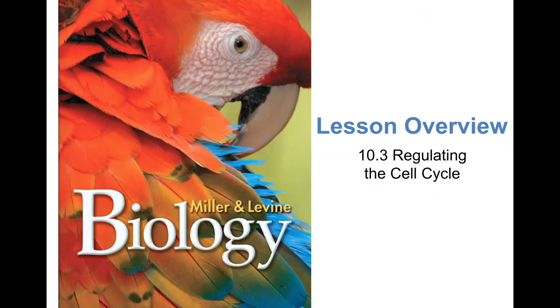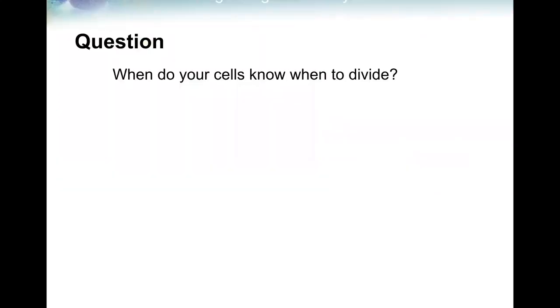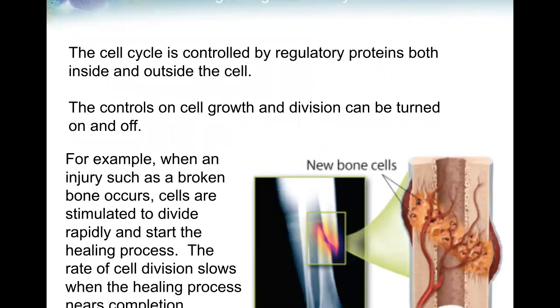Regulating the cell cycle. When do your cells know when to divide? The cell cycle is controlled by regulating proteins both inside and outside the cell. The controls on cell growth and division can be turned on and off.